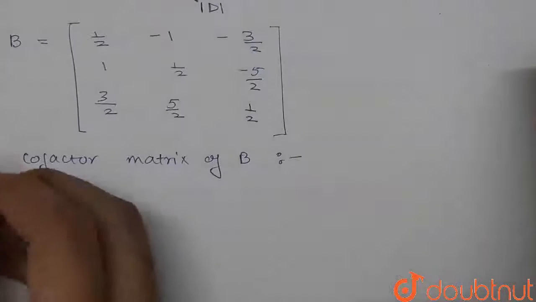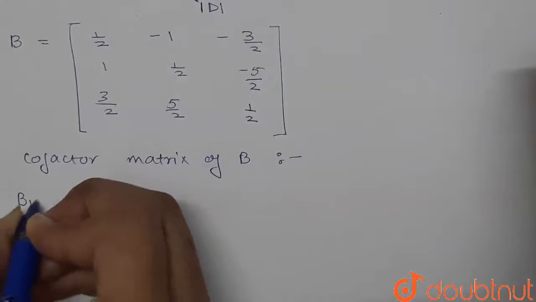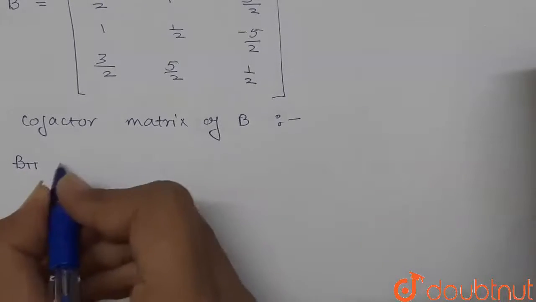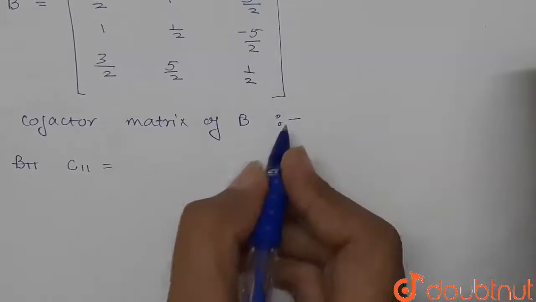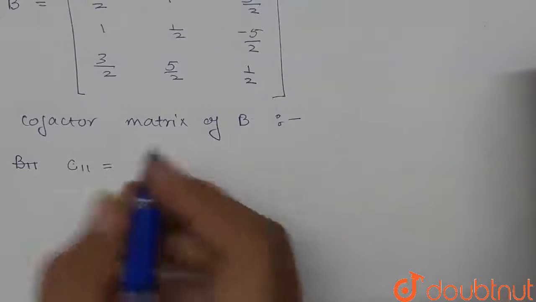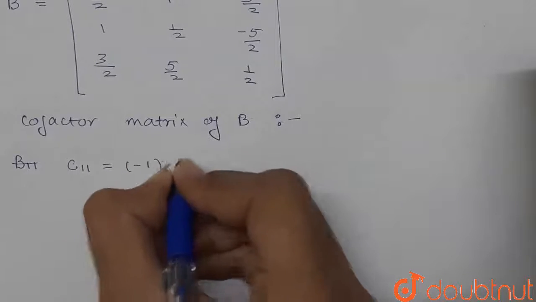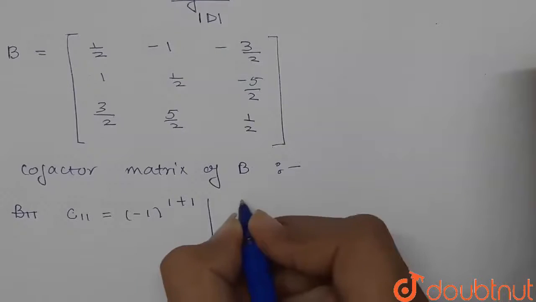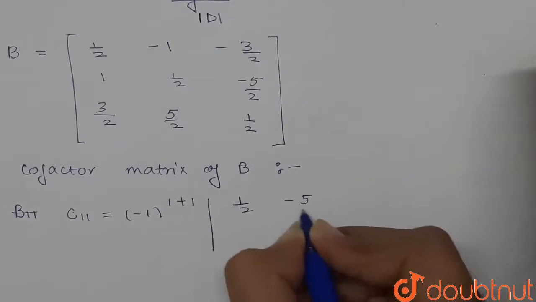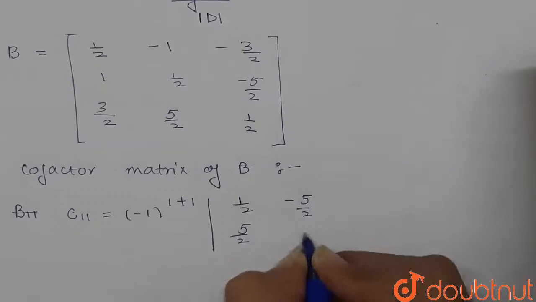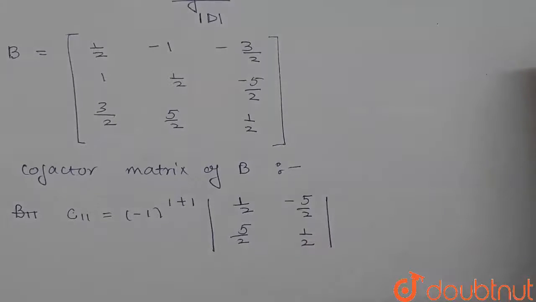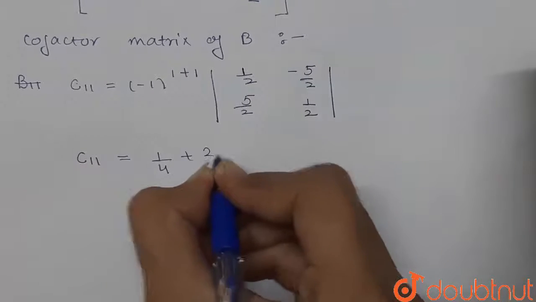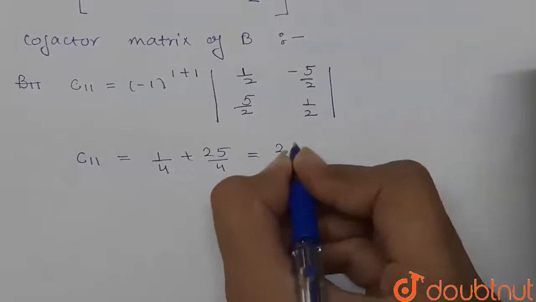First we will find its C11. Let us take this cofactor matrix of B equal to C. So first element is C11, that will be equal to minus 1 to the power 1 plus 1 into, leaving first row first column, the rest determinant. This is 1 by 2, minus 5 by 2, 5 by 2 and 1 by 2. On solving, the value for C11 is 1 by 4 plus 25 by 4, that is 26 by 4.